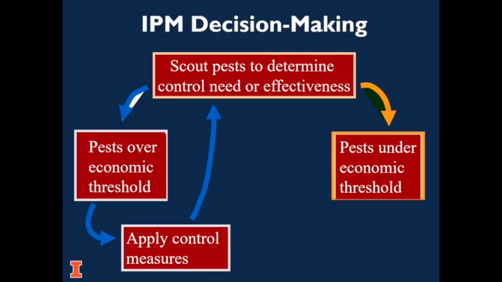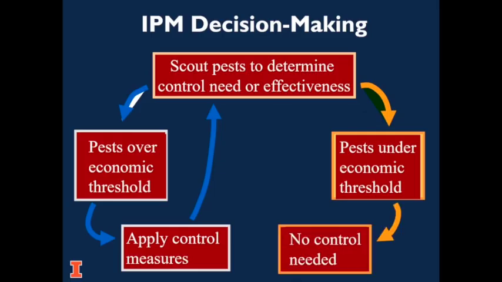Now we will look toward the right-hand side of the screen, and if our pest population remains below the economic threshold, then our treatment was effective and we have no need for additional treatments. As an applicator, you will continue to scout and base your treatment decisions utilizing this process.